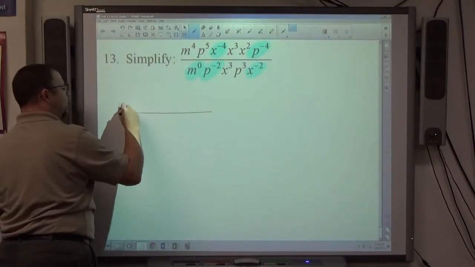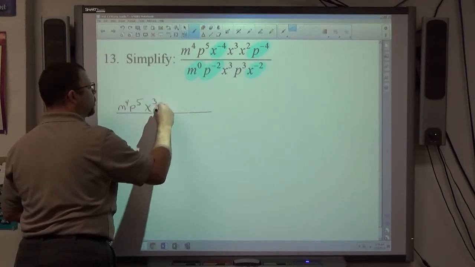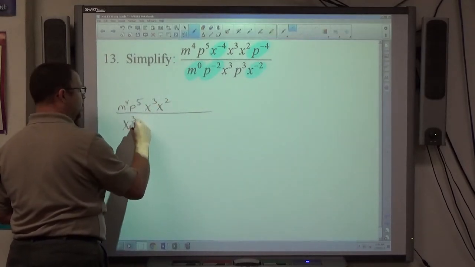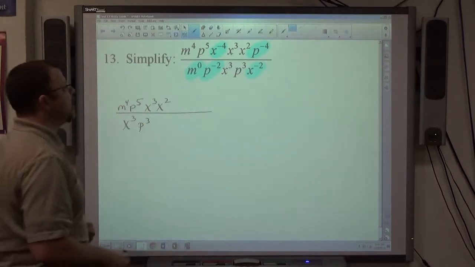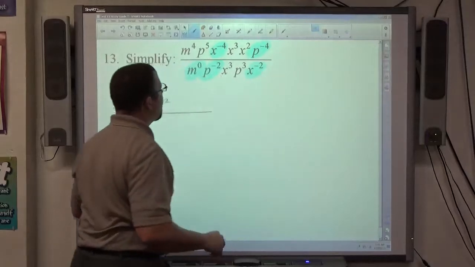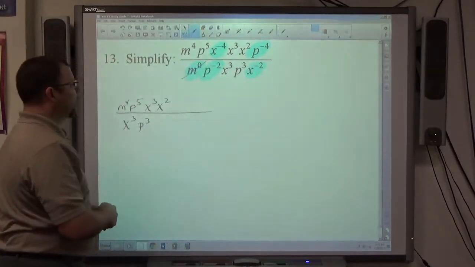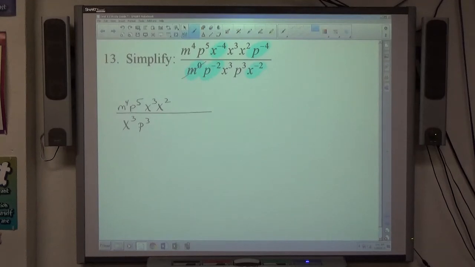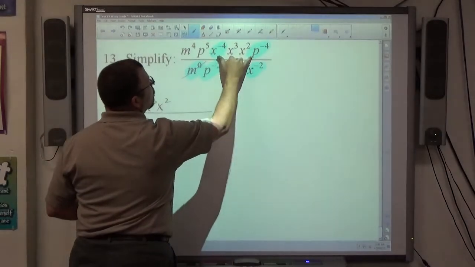So m to the fourth and p to the fifth and x cubed and x squared and x cubed on the bottom and p cubed on the bottom all stay right where they're at. Nothing happens to them. Everything I've highlighted in blue, I'm going to modify. 0 powers equal 1. Multiplied by 1 doesn't do anything, so I can just strike out a 0 power that's being multiplied. Everything else that's highlighted as a negative power belongs in the other part of the fraction. These two belong on the top, these two belong on the bottom.